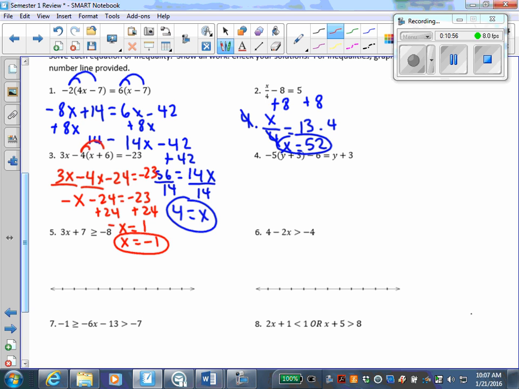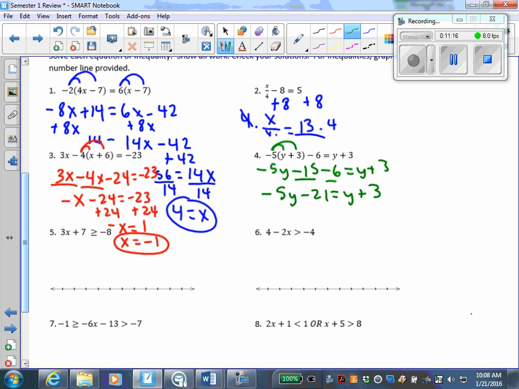Number 4 over here. I'm going to erase that. I need to distribute. So negative 5 times y is negative 5y minus 15 minus 6 equals y plus 3. I can combine like terms on this side. Negative 5y minus 21 equals y plus 3.